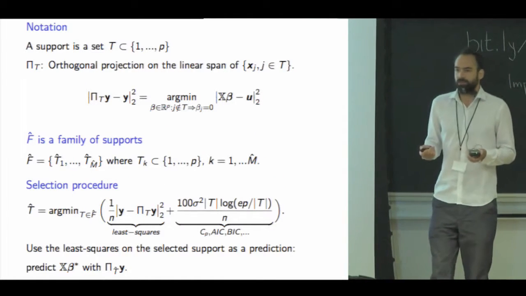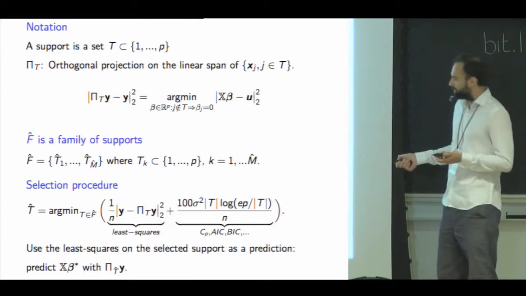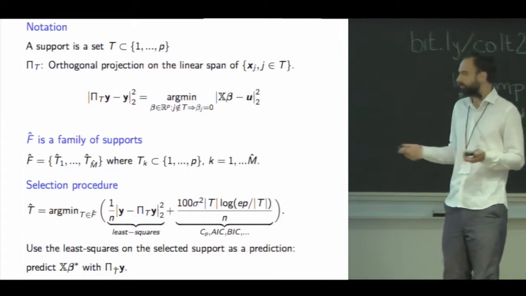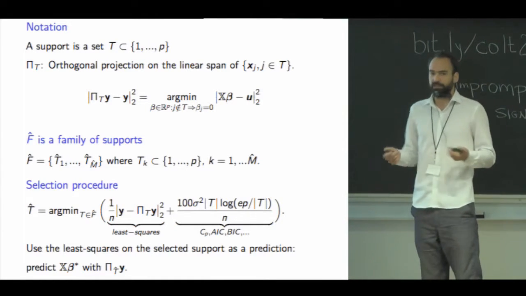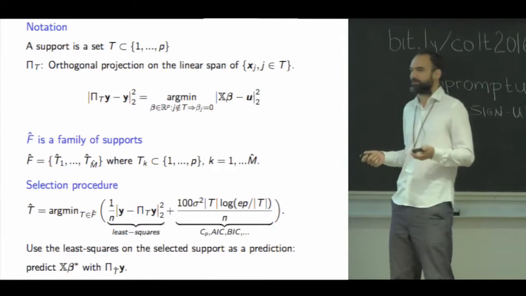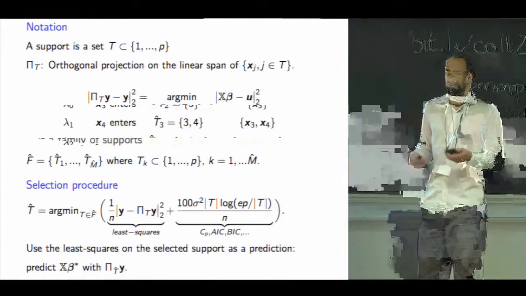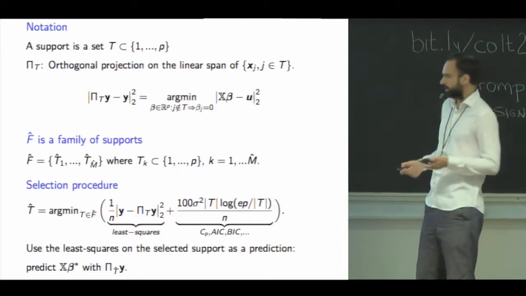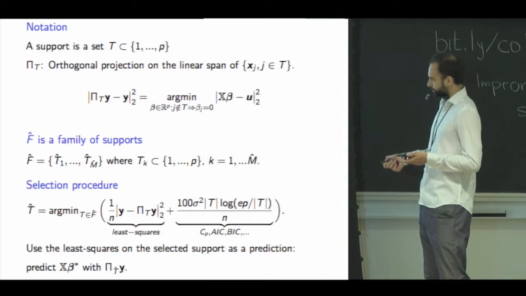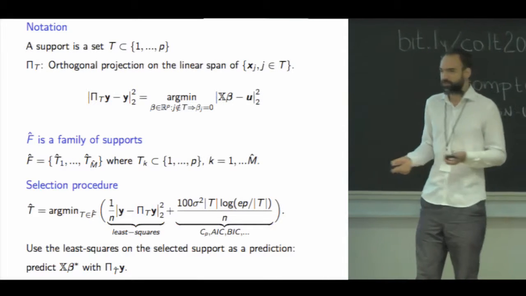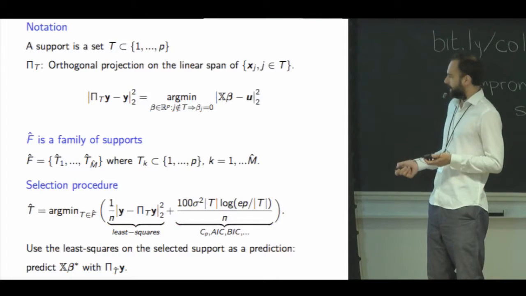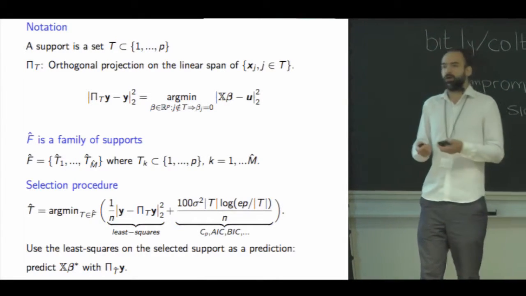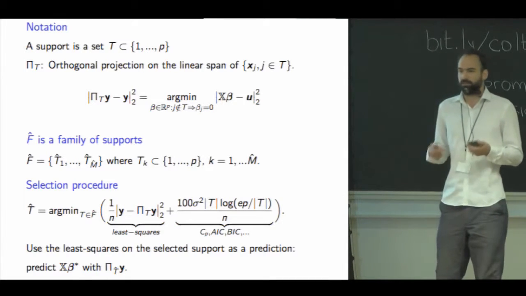And then I'm going to study a selection procedure. I minimize over all the supports in this set of supports. This set F hat could be completely data driven. Its cardinality can depend on the data, and all the supports here can depend on the data. To select a support among these, I'm going to consider this penalized criterion, which is the least squares criterion penalized with some complexity criterion, which is very close to Cp, AIC, BIC, and their variants.